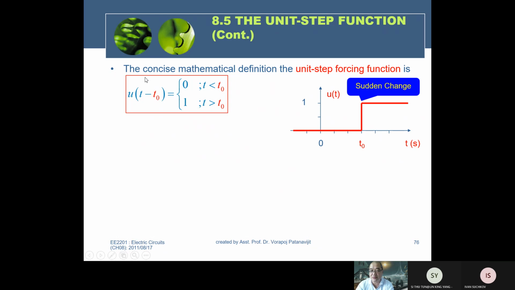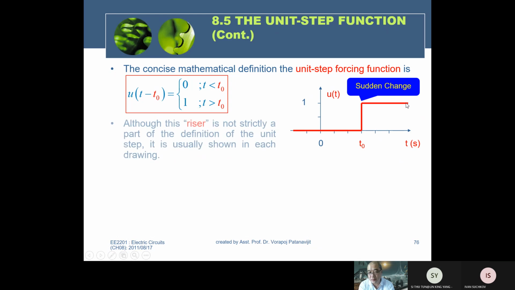The unit step function means that for time less than 0, or time less than t0, it equals 0. For time greater than t0, it equals 1. You can see that we denote the unit step as u(t). u(t) performs like a switch in a circuit. When time is less than 0, the circuit is still turned off. When time is greater than 0, it is turned on.